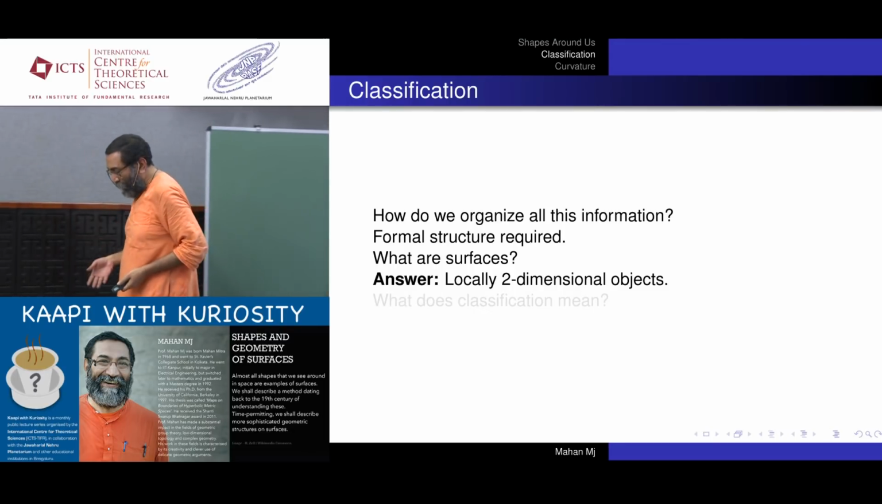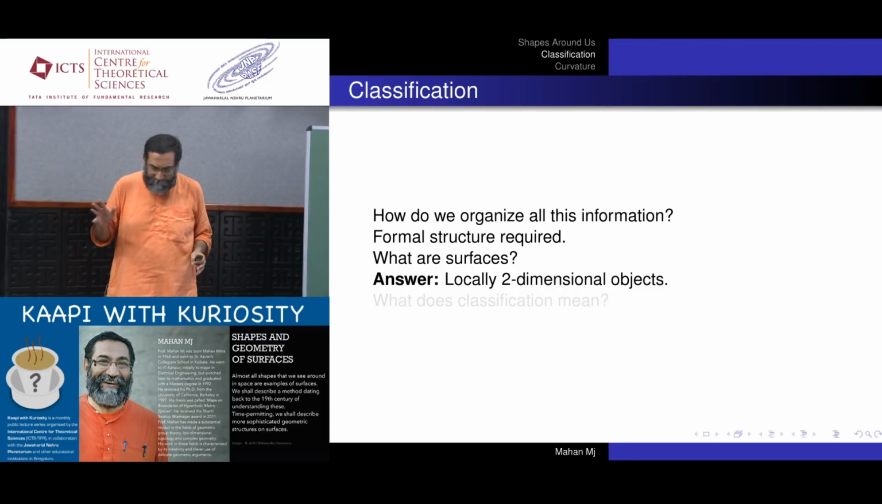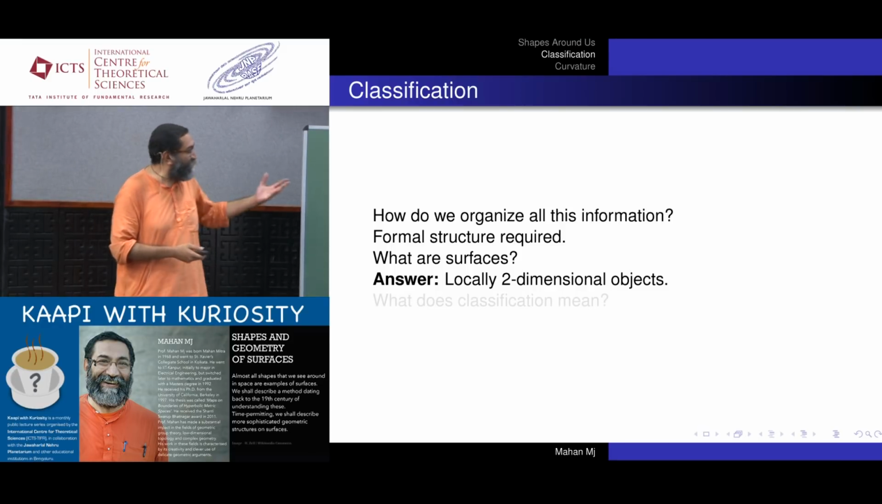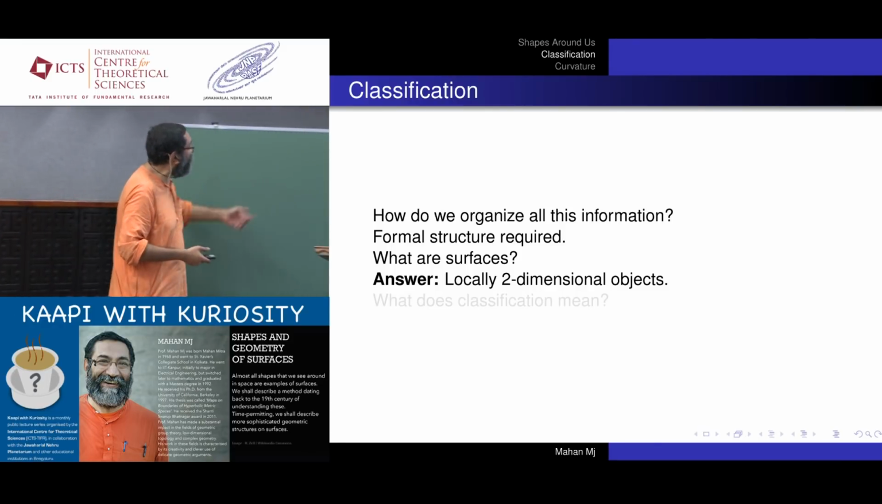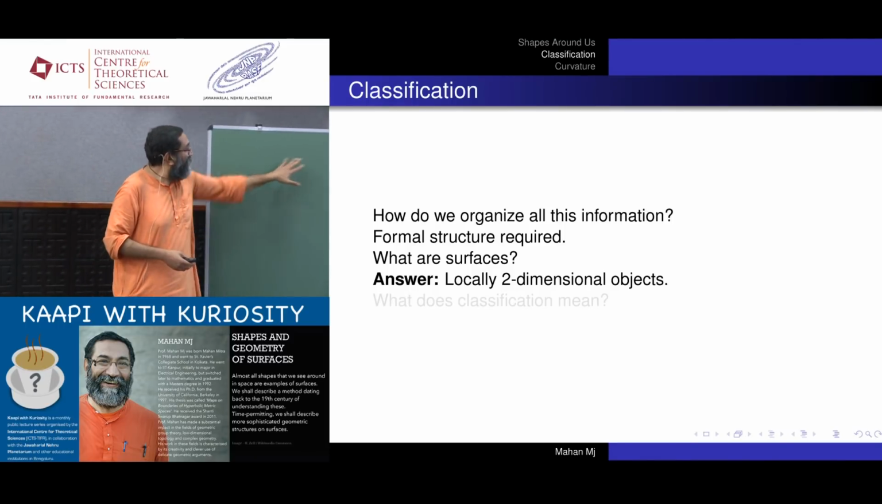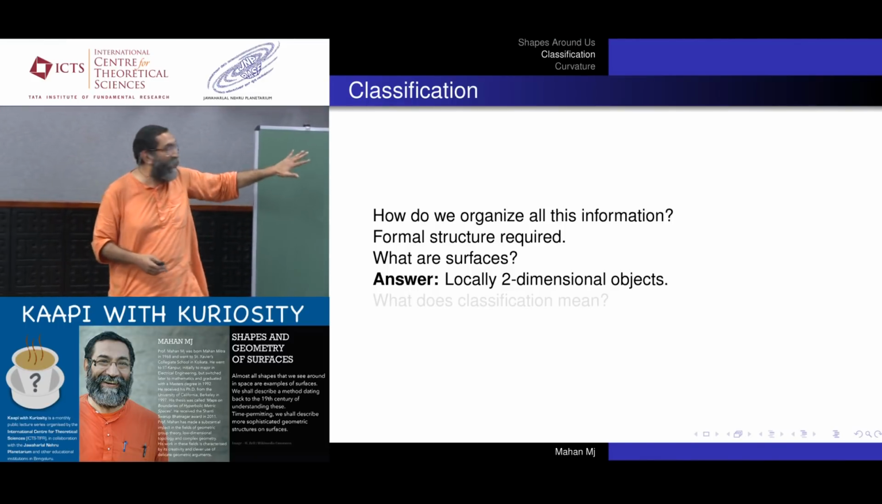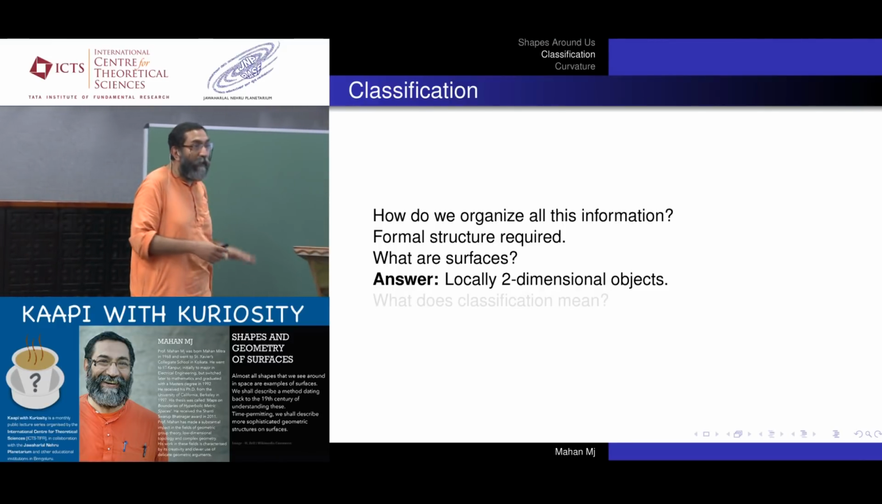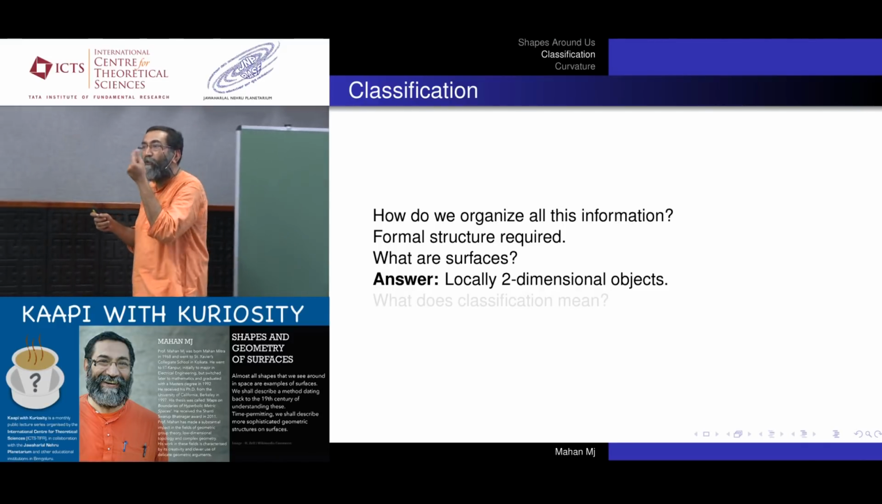So for instance, suppose there was an ant crawling on the surface of this blackboard. It would regard this green board as two-dimensional from its vantage point.